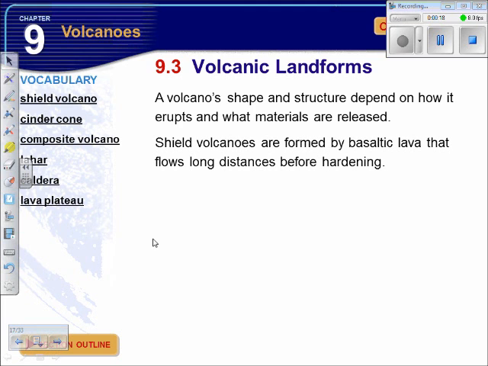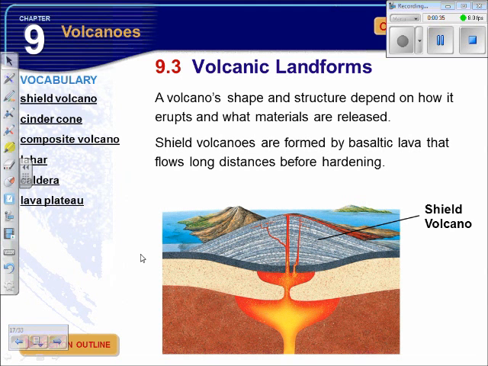Shield volcanoes are formed by basaltic lava, and if you remember from Section 2, basaltic lava is a type of lava that'll flow. They're the flowers, not the blowers. So they'll flow long distances before hardening. This is a graphic of a shield volcano. They're not your typical conical shaped volcano that you're used to seeing in movies and on TV. They're spread out over a larger distance and are characteristic of bigger volcanoes, and a lot of older volcanoes.